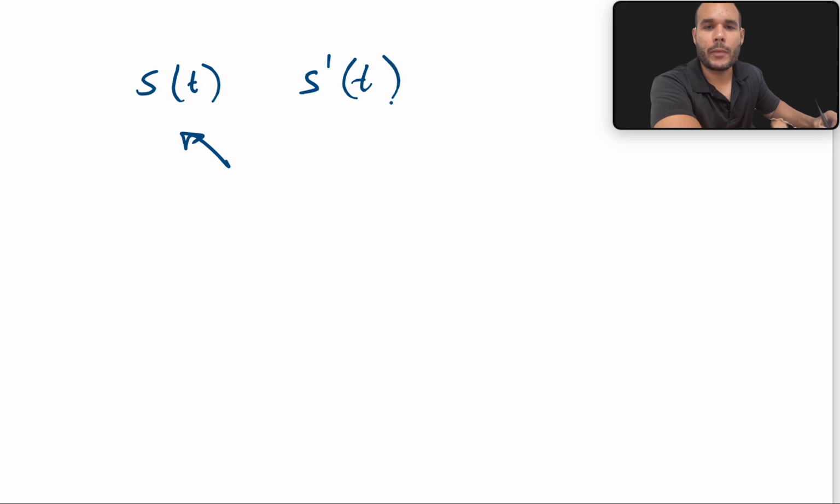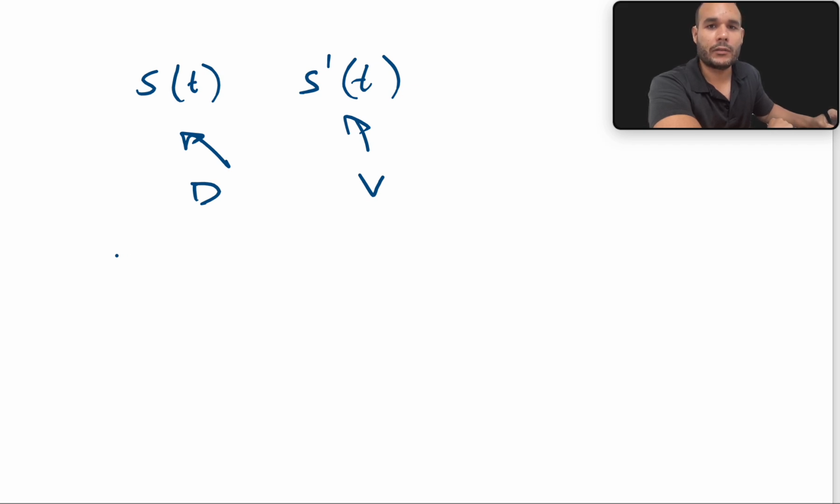Okay, so in calculus, if you have a function that measures, let's just say, distance, the derivative of such a function would measure velocity. So let's say this is distance, the first derivative will be the velocity.